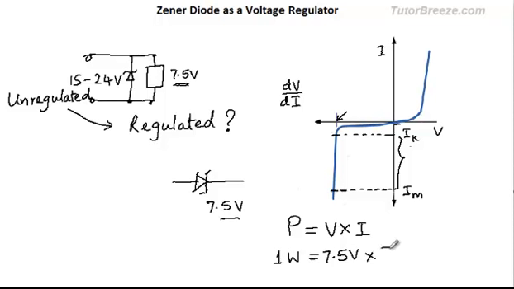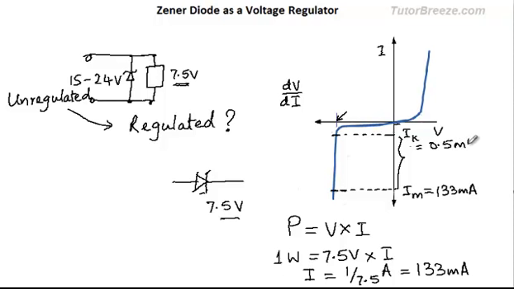In that case, the maximum current which can flow through this diode is 1 over 7.5, in amperes, and if I write it in milliamperes, this will work out to be 133 milliamperes. So the maximum current which can flow through this particular diode would be 133 milliamperes, and generally the knee current is mentioned in the specifications of the diode. For instance, I could have this diode which has a knee current of about 0.5 milliampere.